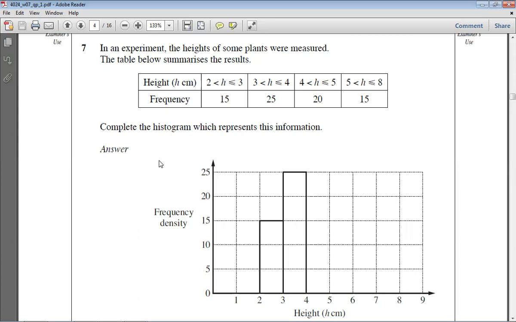So let's learn how to find the frequency density. For finding the frequency density for each class, we take the frequency of that class and we divide it by the class width of that class. And this is how you calculate the frequency density.